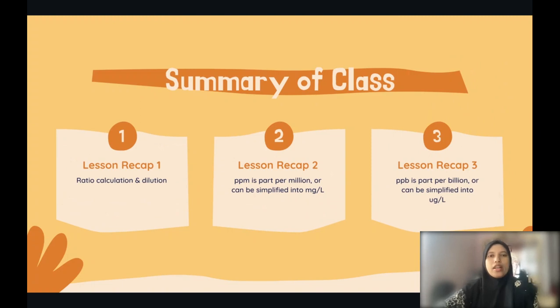Summary of lecture 2. You have to know about ratio calculation and dilution, and you have to remember that ppm is parts per million, which can be simplified into milligram per liter, and ppb is microgram per liter.